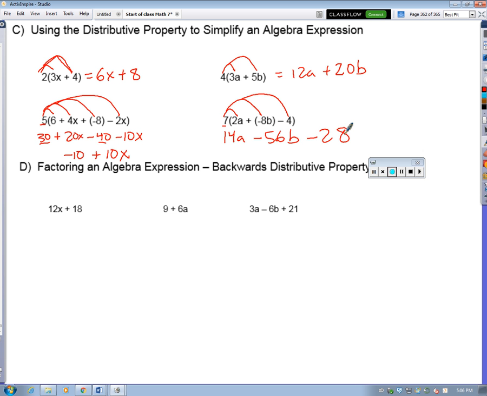Alright, now to simplify. Hey, I can't simplify. I've got a's, I've got b's, and I've got numbers. All that stuff is all different. It all means something else. So I can't put them together. Don't know what it means, but right now it doesn't matter.